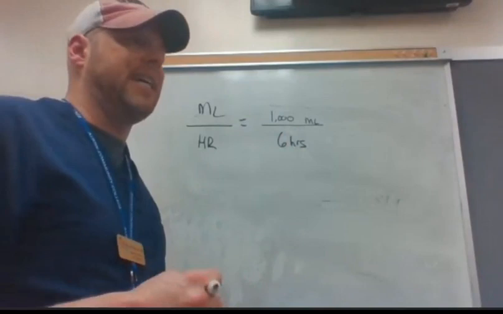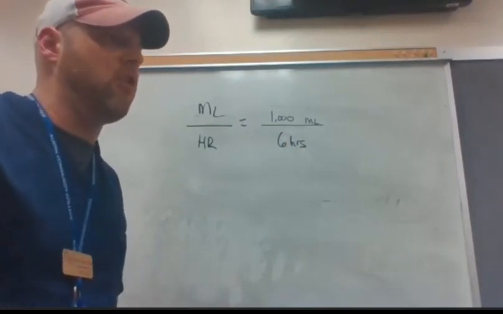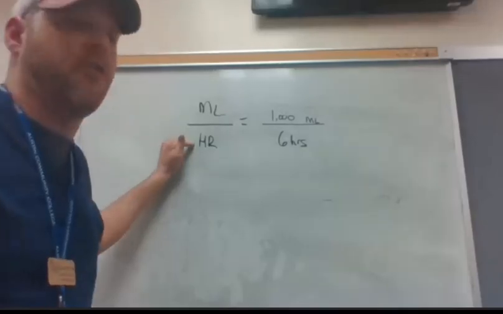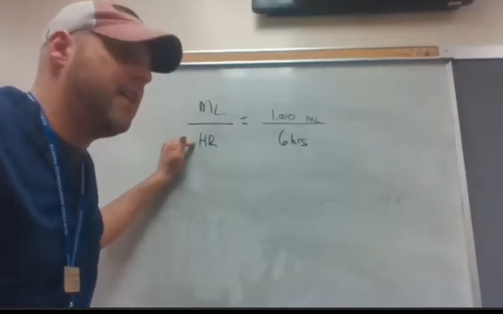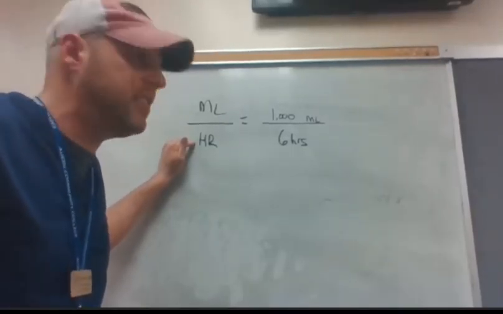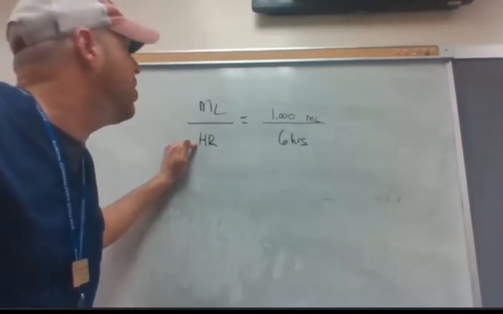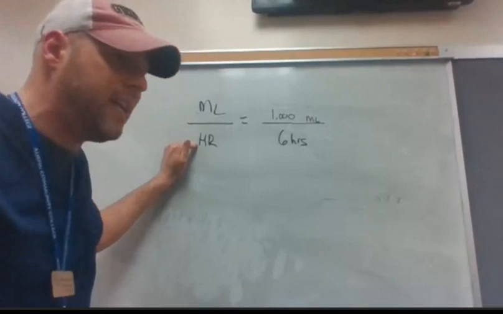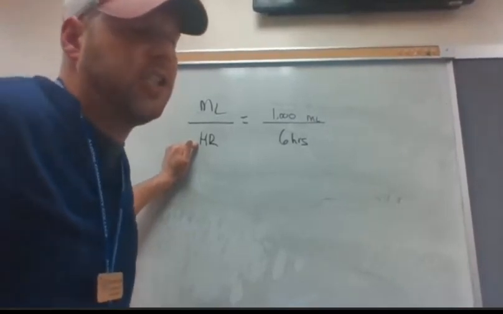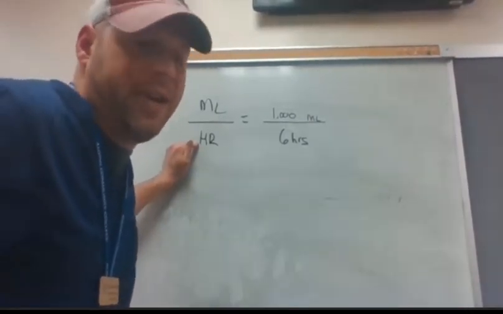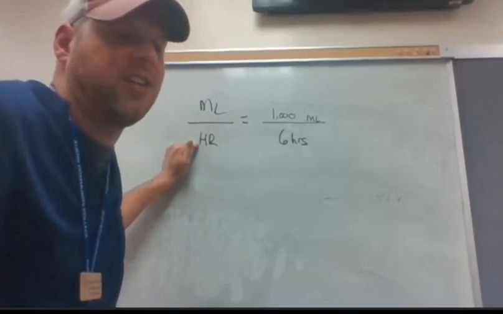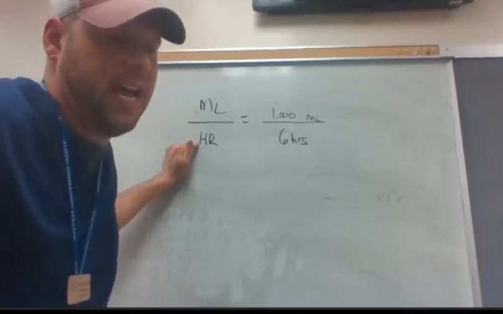Remember, I had you write down and memorize those 2 formulas? You do not use tubing for milliliters per hour. The only time you're using tubing is drops per minute. So we can't use tubing in this problem, so I need you to ignore it. It's there to distract you, okay?